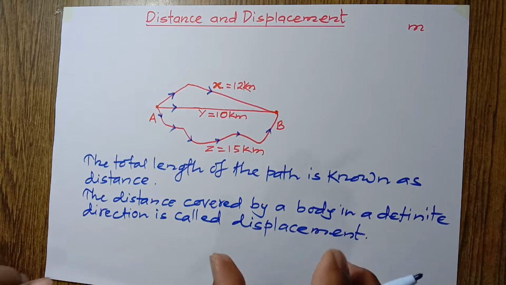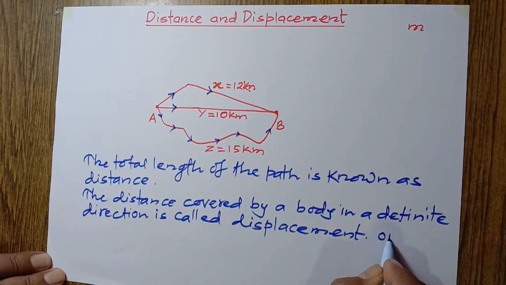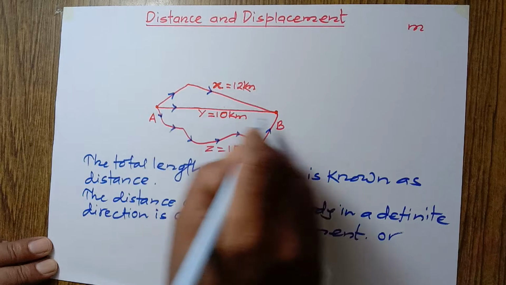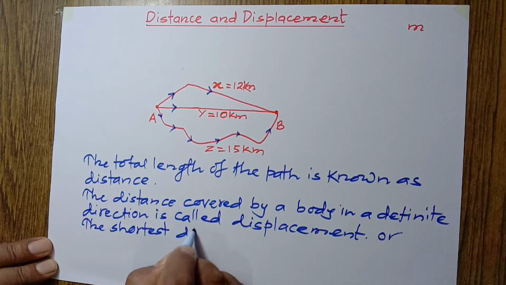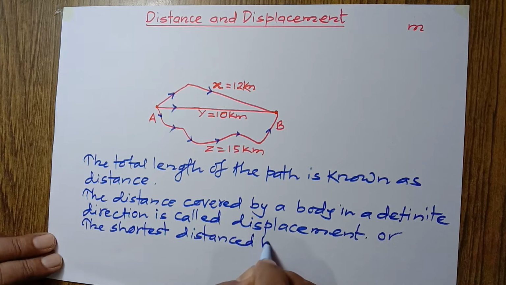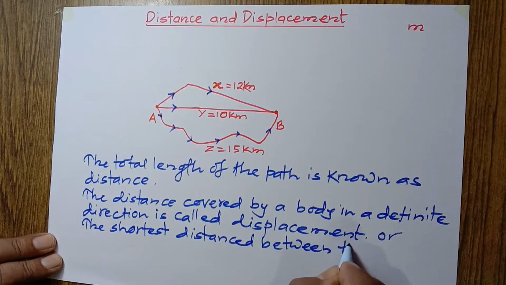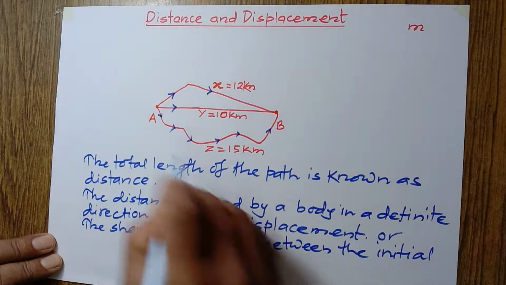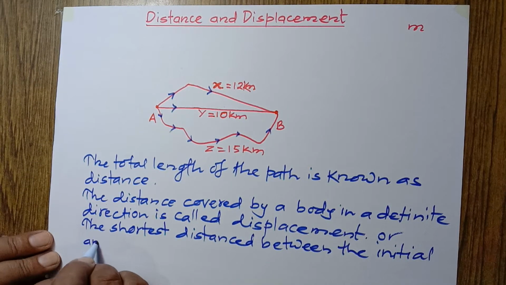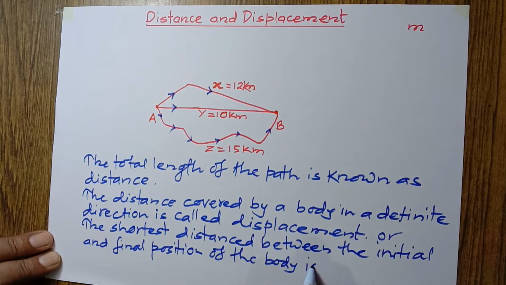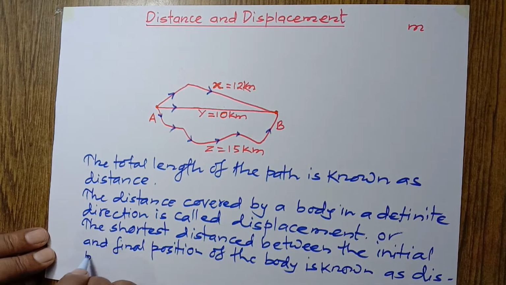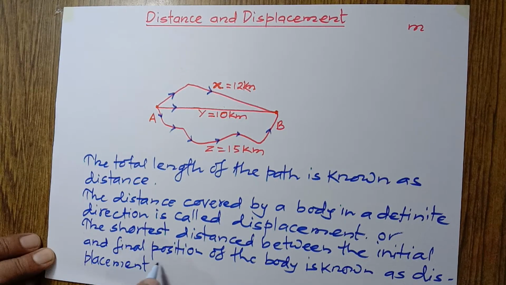It means displacement is related with the direction also. We can define the same displacement this way also. The shortest distance between the initial and final position of the body is known as displacement of that body. Here the initial is point A.